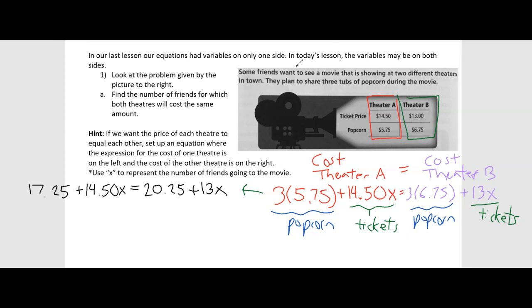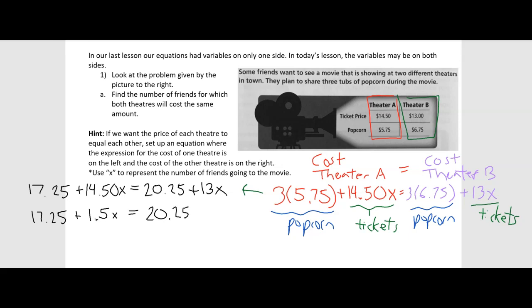So the first thing I'm going to do is I'm going to subtract 13x from both sides. So I'm going to get 17.25 plus 1.5x. You can do 1.50 if you want to. It does not make a difference. Again, I just subtracted 13x from both sides. On my right-hand side, I'm just left with 20.25 because 13x minus 13x is 0.